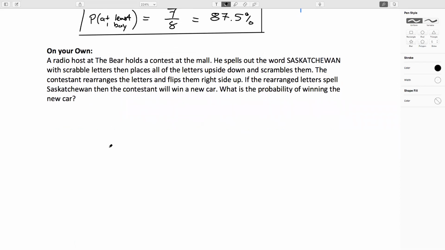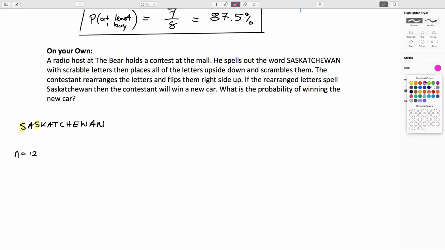Okay, so let's break down the word Saskatchewan. The word itself has 12 letters, but we have to think about the repeated letters. We've got 1, 2 S's. We've got 1, 2, 3 A's. So we have to take those into account when we calculate our probabilities. N1 is 2 for the repeated S's, N2 is 3 for the repeated A's.